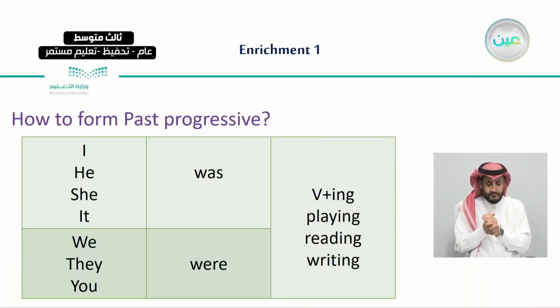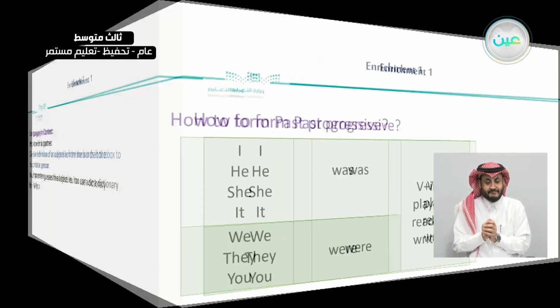So also, how can we form a sentence in the past progressive? As you can see here, we use the subject pronouns that are specific for was, like I, he, she, it. We use them with was. And we, they, and you, we use them with were. And then we write a verb that ends with ing. So this is how we form a sentence in the past progressive tense.